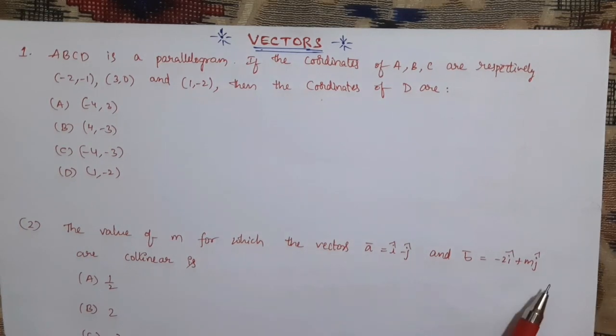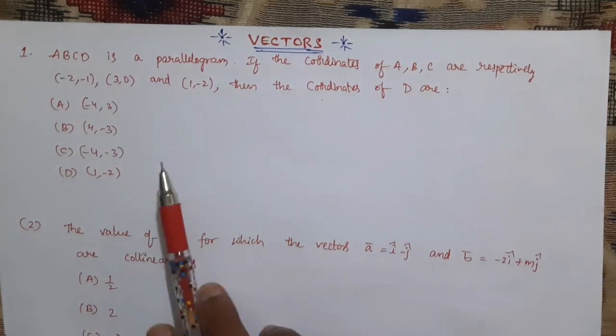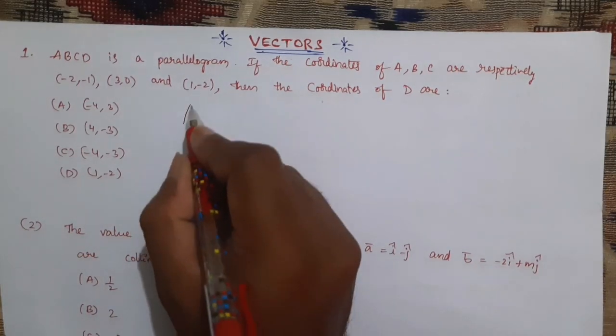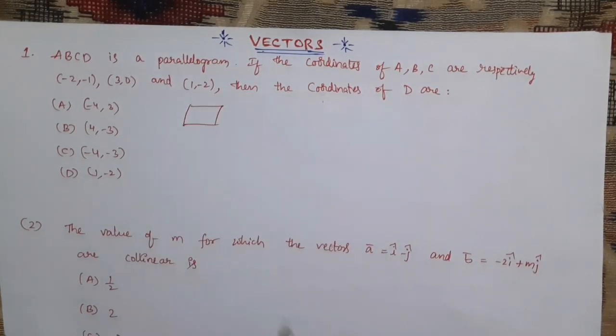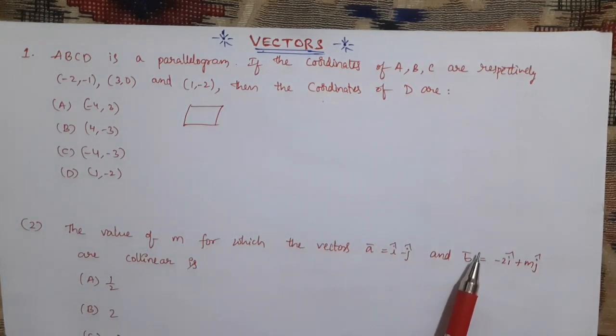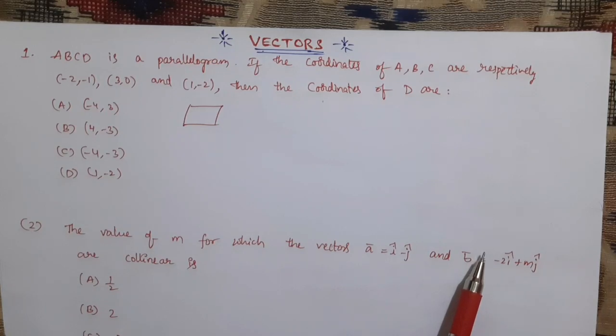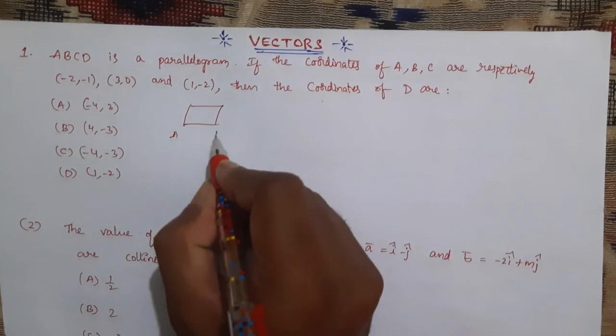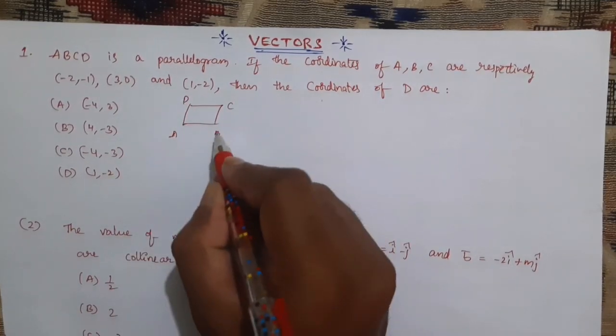Very carefully you need to read that question. ABCD is a parallelogram. If the coordinates of A, B, C are respectively (-2, -1), (3, 0) and (1, -2), then the coordinates of D they are asking.